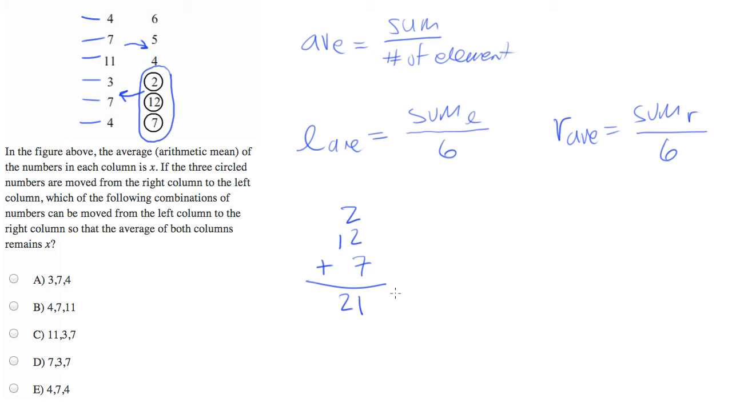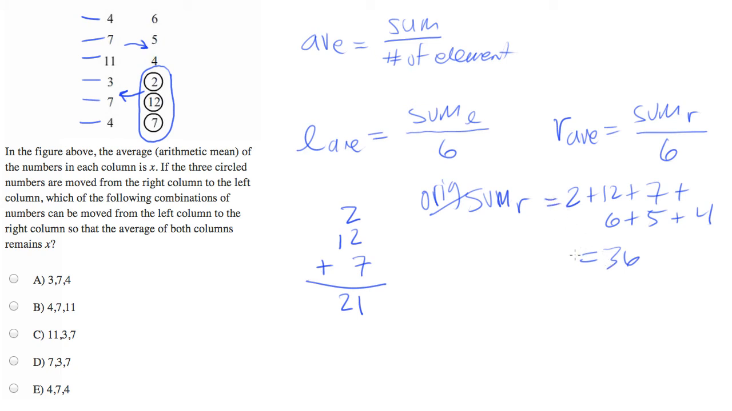So the original sum was, let's do sum of the right. The original sum, and I'll put original over here, was 2 plus 12 plus 7, the numbers we just did, plus 6 plus 5 plus 4, which is equal to 36.